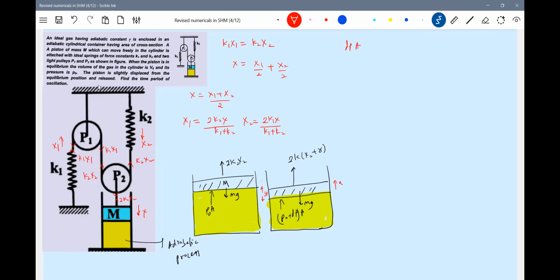dP into A plus 2Kr is equal to Ma. Hope everyone is able to understand. So there's a restoring force that is acting.